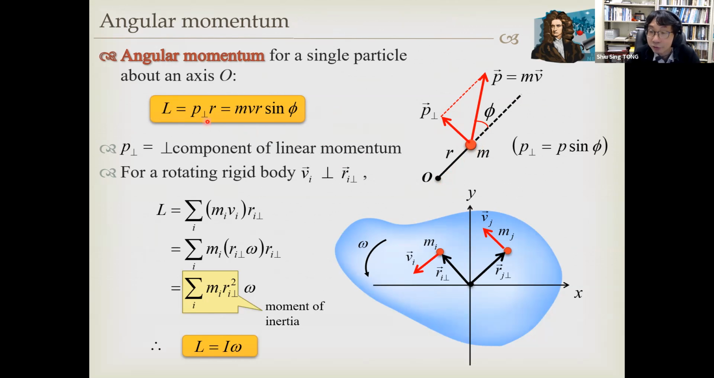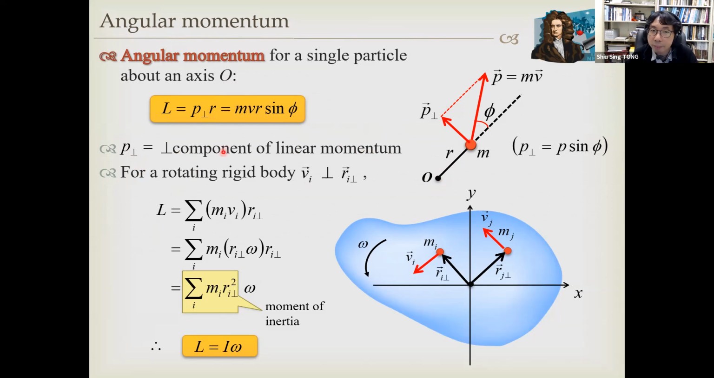Now this definition is for a single particle only. You see, angular momentum is unlike linear momentum. You have to define the angular momentum with respect to a particular origin. The linear momentum is somehow independent of origin. You just multiply m with v. But now the angular momentum has to be referred to a particular origin. You have to specify that origin. Otherwise, this R will be meaningless.